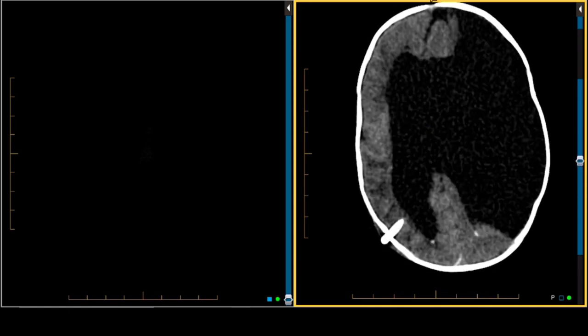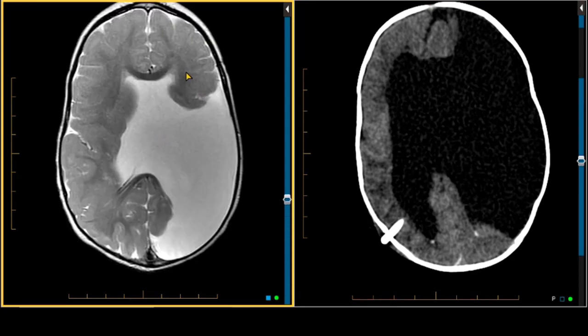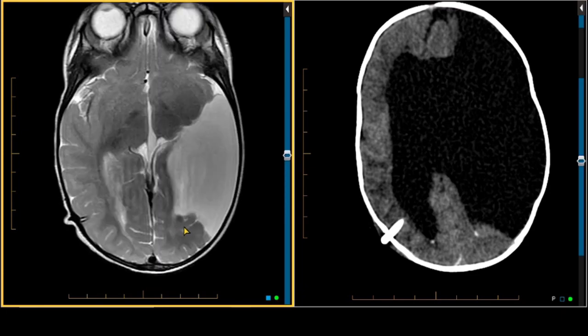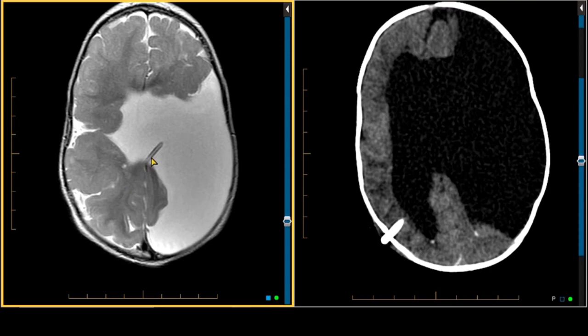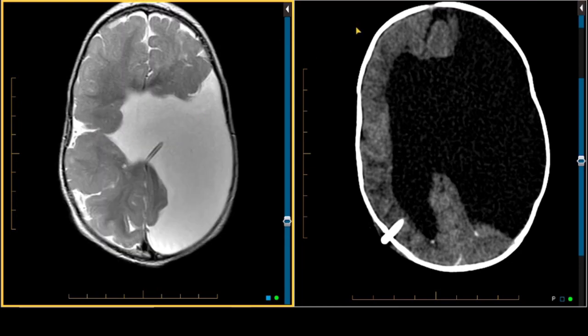Once the shunt was placed, we can see the CSF space decreased in size. There's been decreased mass effect upon the remaining parenchyma of the left frontal lobe and the left occipital lobe. Here is the MRI appearance of the shunt apparatus. And notice that the right-sided schizencephalic cleft, you barely can see CSF going through it. So this now is closer to what people would refer to as a closed lip schizencephaly.